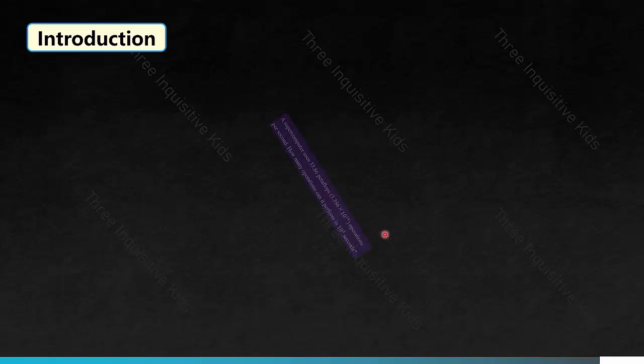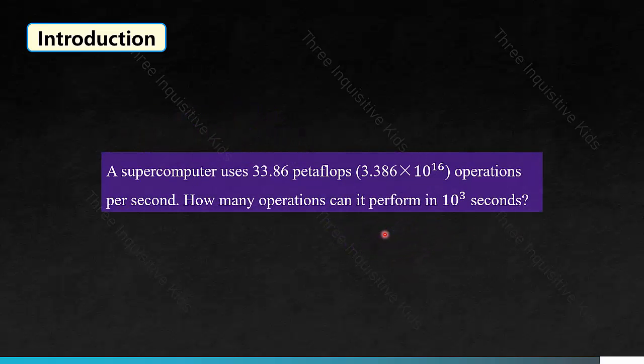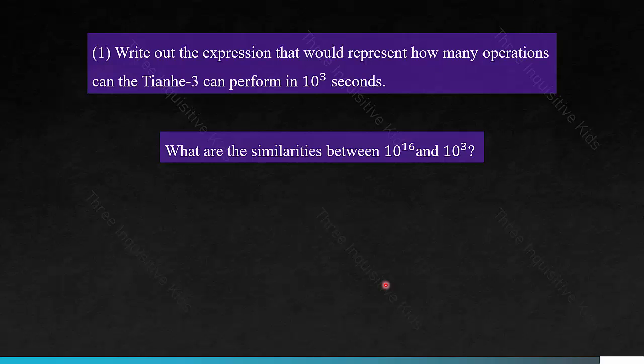Here's our introduction. A supercomputer uses 33.86 petaflops, 3.386 times 10 to the 16th power operations per second. How many operations can it perform in 10 to the 3rd power seconds? So since this is only the introduction, if you want to, you can do it yourself, but we're going to quickly go through this. 1. Write out the expression that would represent how many operations this supercomputer can perform in this many seconds.